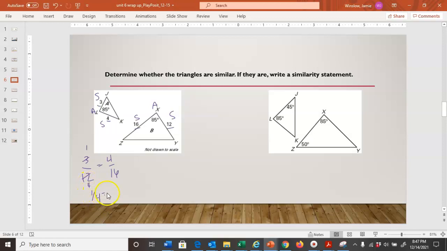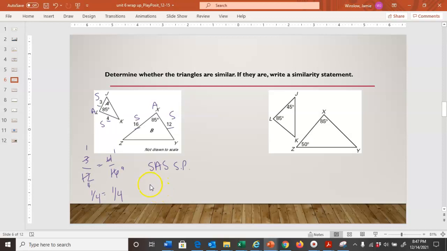So this is, we can divide both of these by 3, right? 1/4. Divide both of these by 4. 1/4. We do in fact get the same ratio. These are proportional. So by the side, angle, side similarity postulate, these triangles are similar.